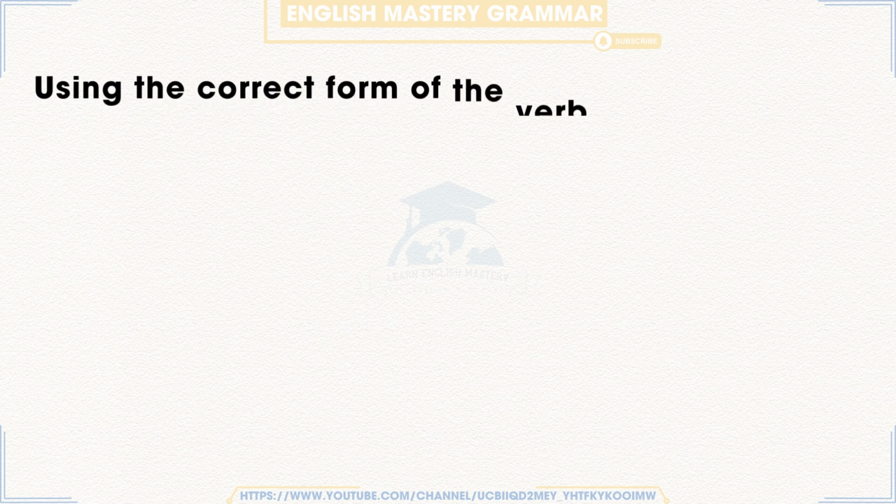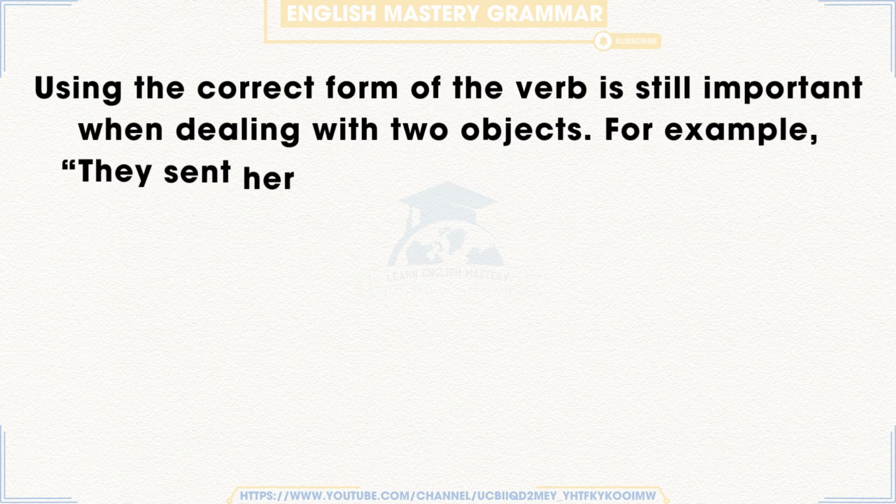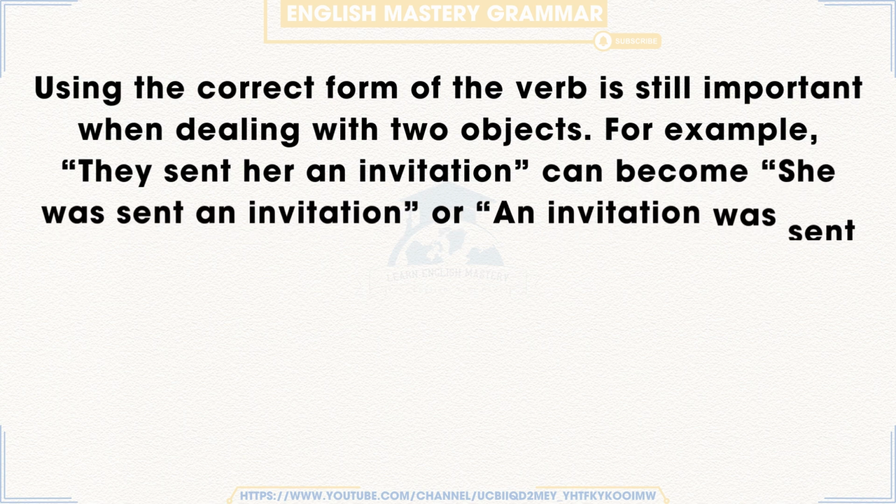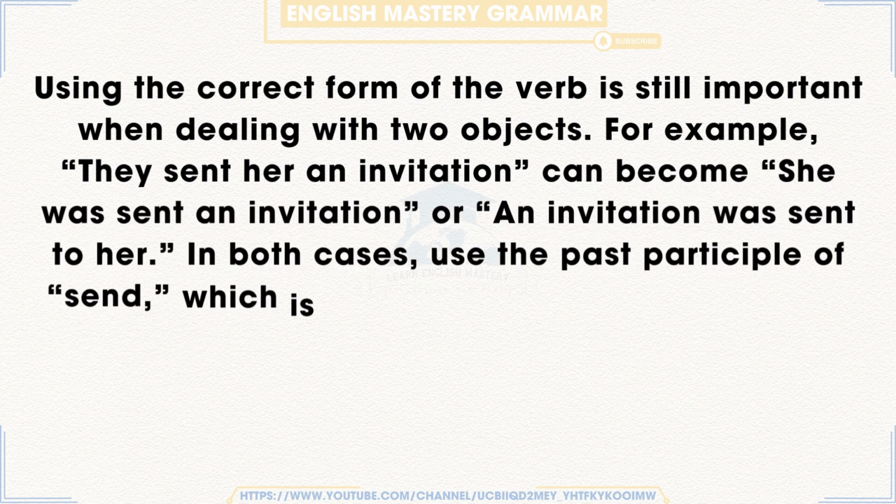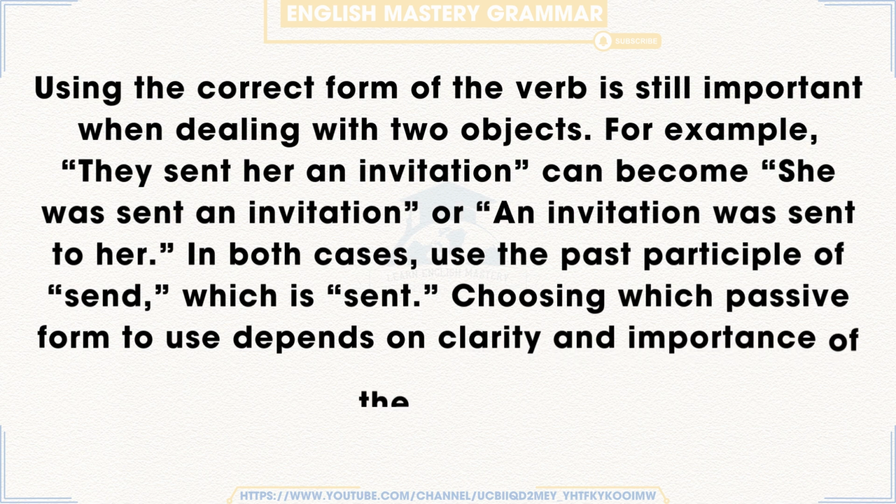Using the correct form of the verb is still important when dealing with two objects. For example, they sent her an invitation can become she was sent an invitation, or an invitation was sent to her. In both cases, use the past participle of send, which is sent. Choosing which passive form to use depends on clarity and importance of the object.